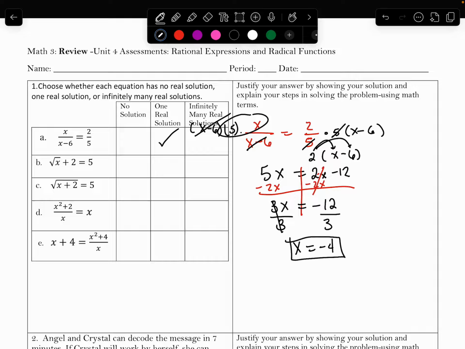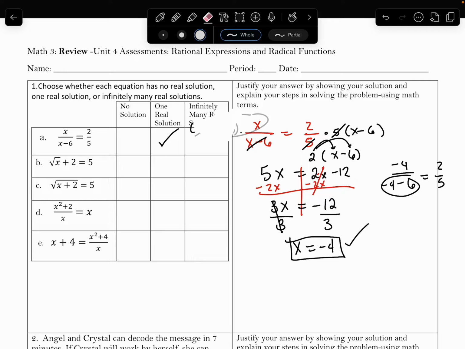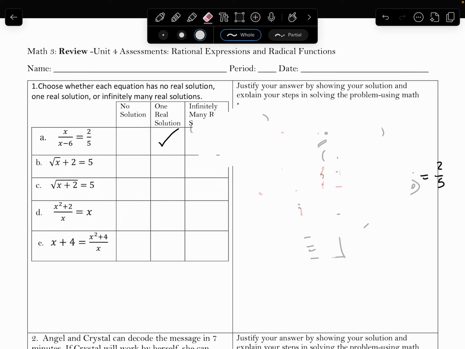But of course, make sure you plug it back in. You have negative 4 over negative 4 minus 6 equals 2 over 5. As long as the denominator is not 0, this is a solution. Okay? Alright, I'm going to move on to the next one. So just pause if you have to, or slow it down.